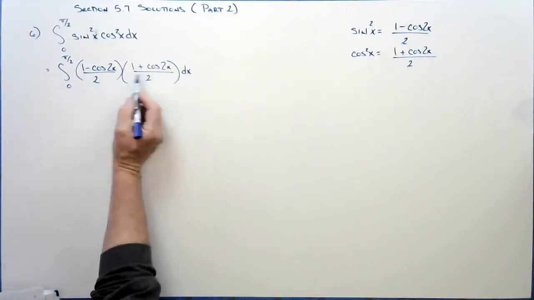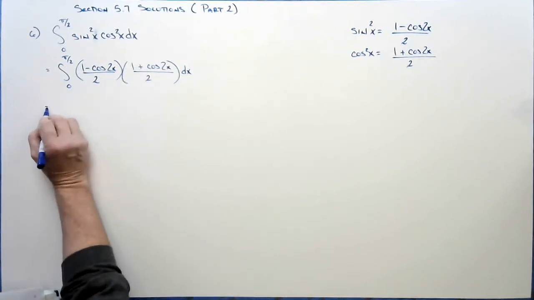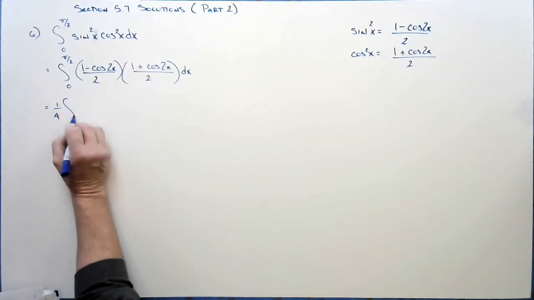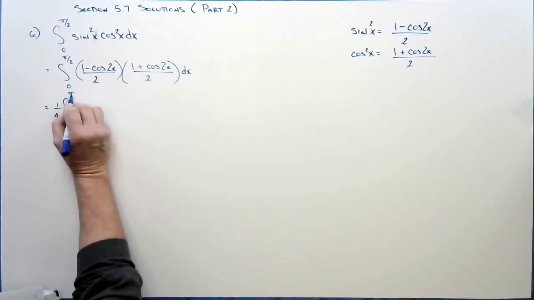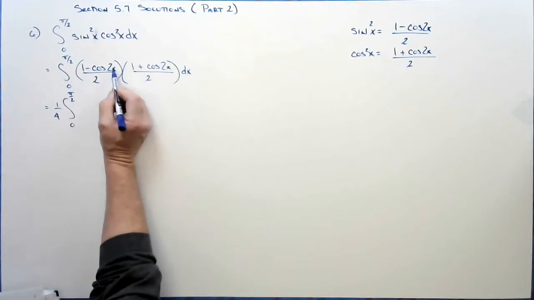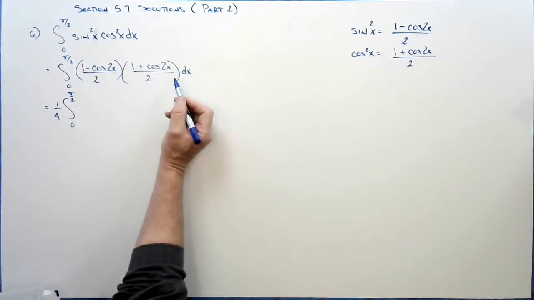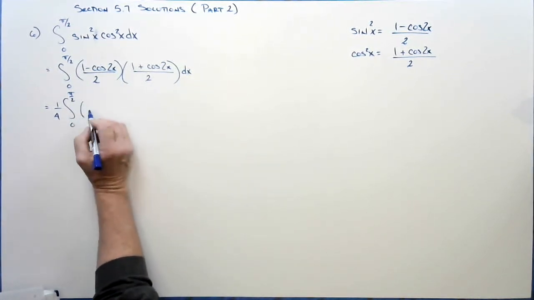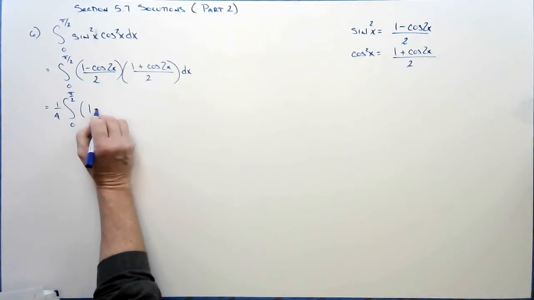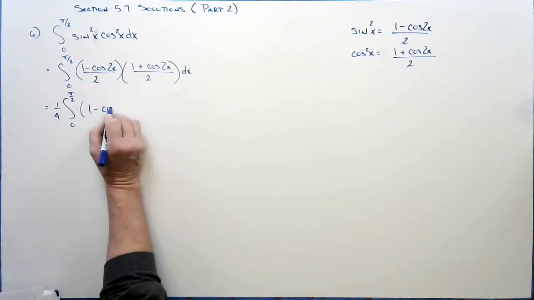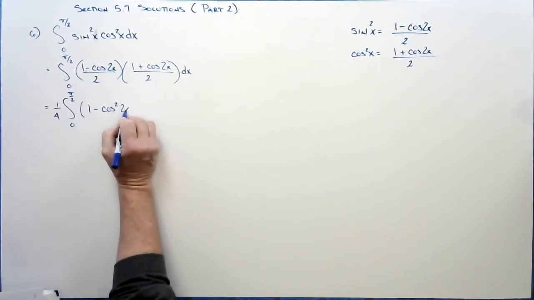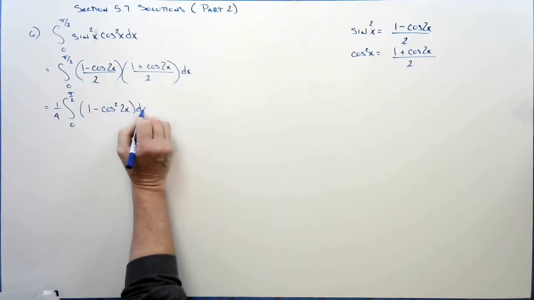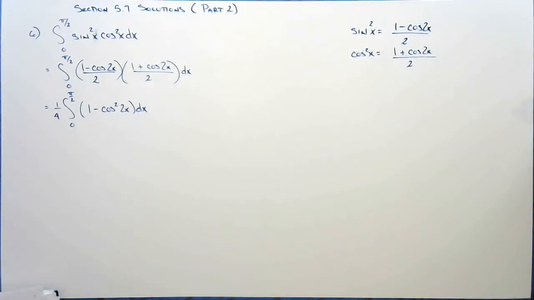And if we multiply these together, that's going to give us a 1/4 outside. That's our constant. Integral from 0 to pi over 2. 1 minus cosine 2x times 1 plus cosine 2x is the difference of 2 squares. So that's going to give us 1 minus cosine squared 2x dx. Right? Because that's a minus b times a plus b.